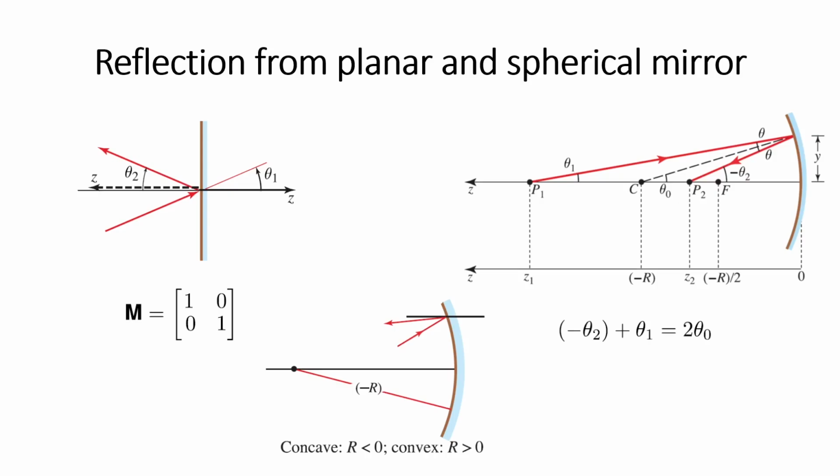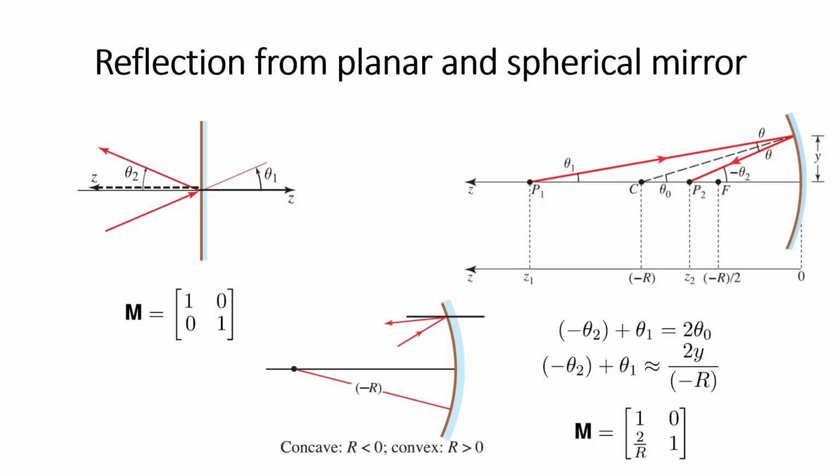Since theta 0 is very small, I can write theta 0 is approximately equal to tangent of theta 0, which is y over minus r. Therefore, I can write minus theta 2 plus theta 1 is approximately equal to 2y over minus r. I didn't write the details because I have discussed this problem in my previous videos. Now we have the relation between theta 2 and theta 1. And also we know that in the reflection point, y2 equals y1. For simplicity, we call it y.